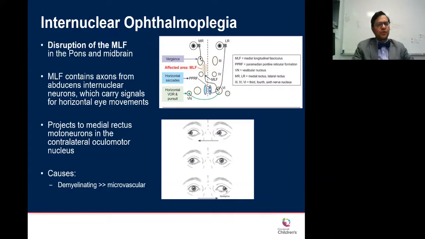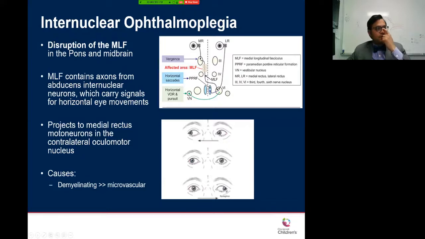So another common one I'm sure you are very familiar with is internuclear ophthalmoplegia. That is disruption of the medial longitudinal fasciculus, which is in the pons and midbrain region. The example I give here is of the MLF lesion. They have difficulty, as shown in this picture, with adduction. So you see an adduction deficit, and in the left gaze, you see a nystagmus in the contralateral eye.